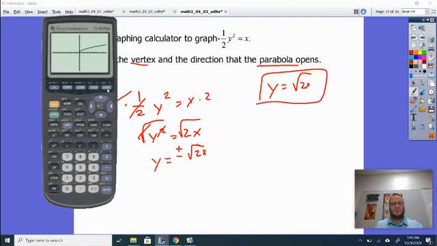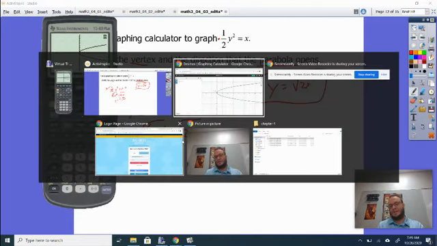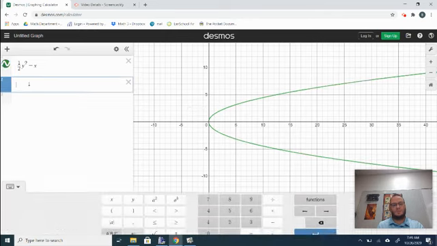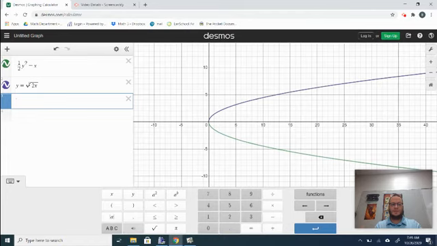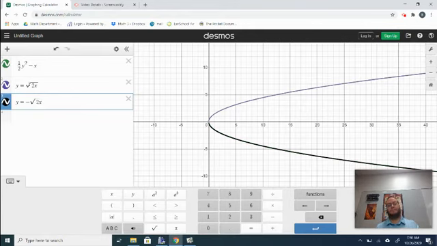2x, close parentheses, and now it gives me that other side. And we can throw this into Desmos and look at it too, just to make sure it worked nicely for us. So y equals the square root of 2x. So there's that top side. Y equals the negative square root of 2x. And then that gives me that bottom side.